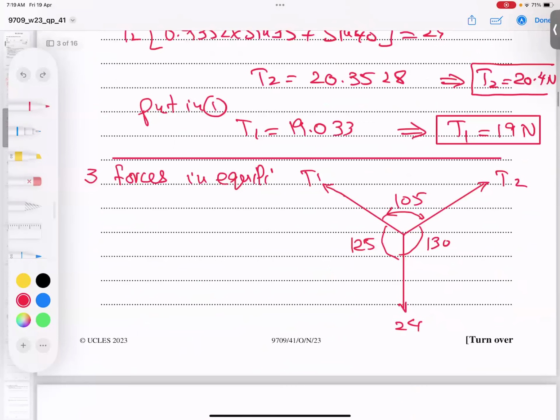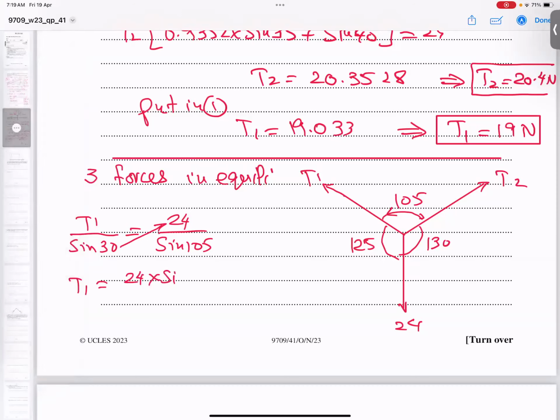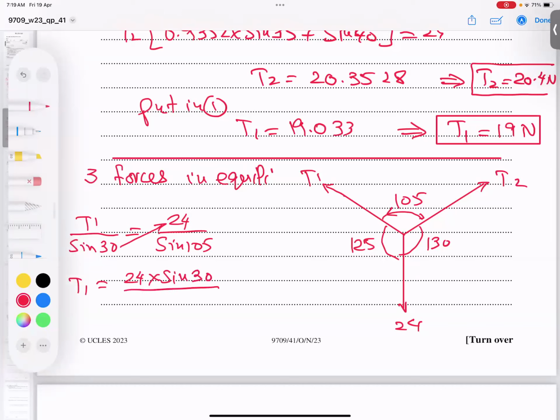Now, what is Lami's rule? Just like a sine rule. Like this force divided by sine of this equals this force divided by sine of this. It will cross multiply and we get T1. So you see 24 times sine 30, and if you type this in the calculator, you get T1.